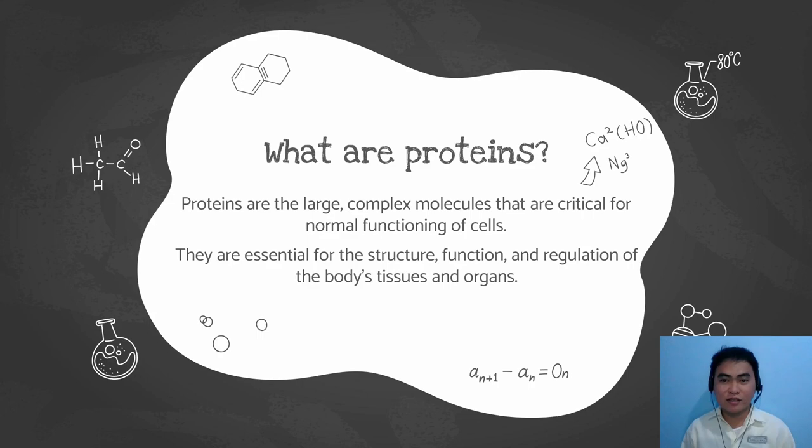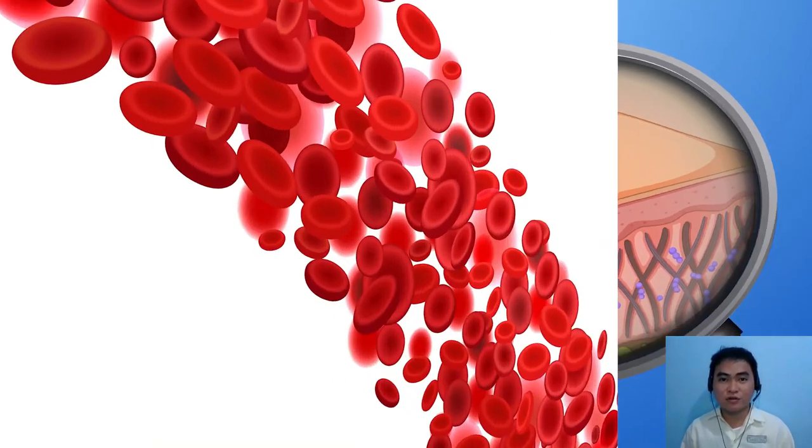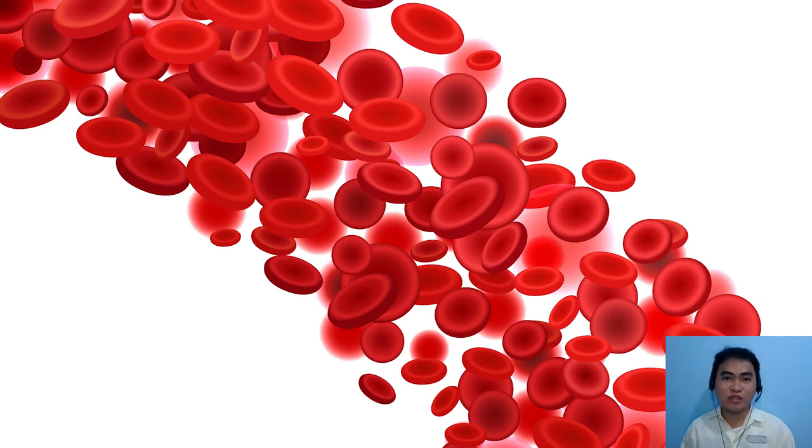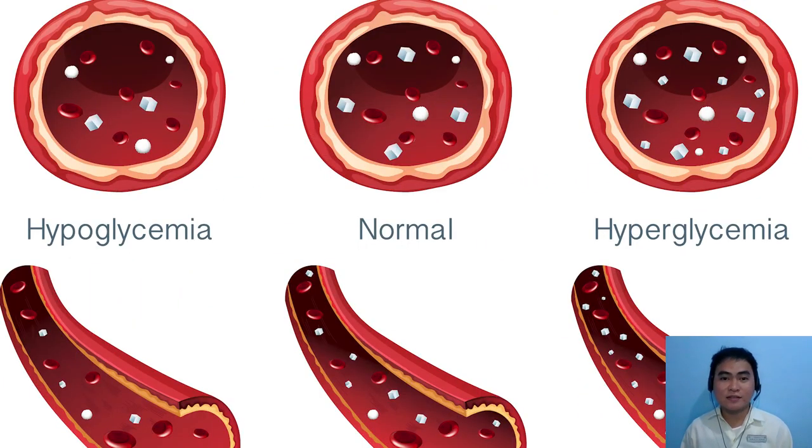Ang example natin dito is collagen for the structure. Hemoglobin for transporting oxygen in our entire body, which is very essential in cell respiration, diba? And last is insulin, which maintains normal blood glucose levels.